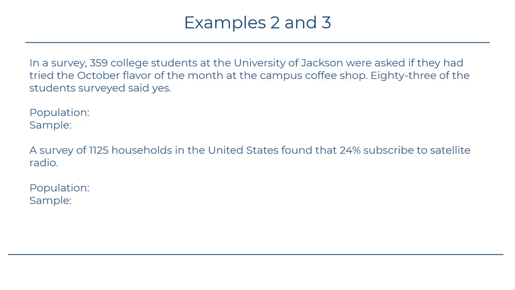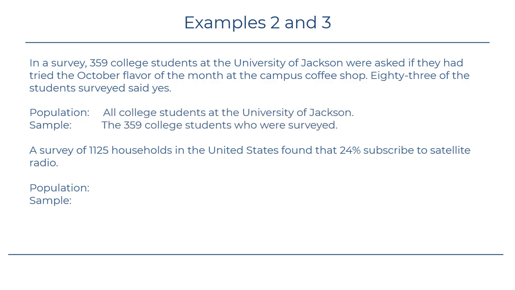So the population in this case would be all University of Jackson students. The sample would be the 359 students that were asked if they had tried the October flavor of the month. 83 does not factor into the population or the sample. In fact, that would just be the data that is gathered.